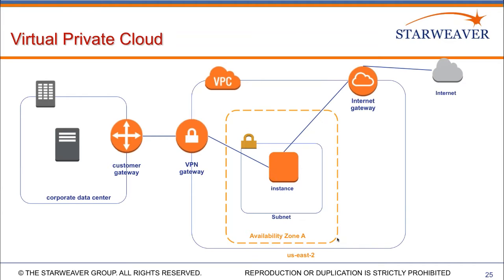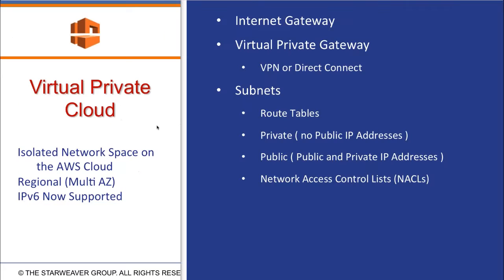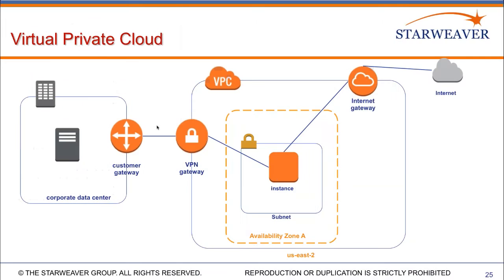Now, in your availability zone, you're going to create a subnet. Again, every VPC would have to have one per availability zone that you're going to use. And then you launch an instance into the subnet. Now, the subnet is going to have a route table that determines whether it has a path out to the internet, or whether it has just a path out to the VPN gateway, or both.